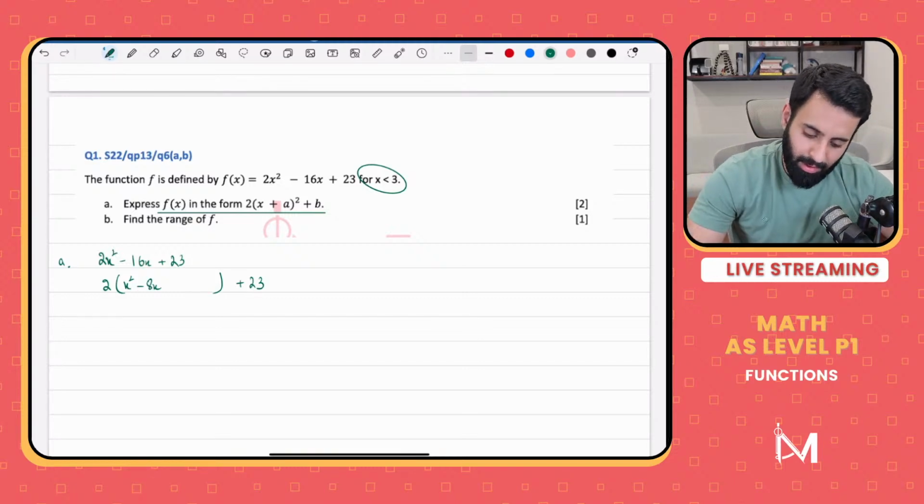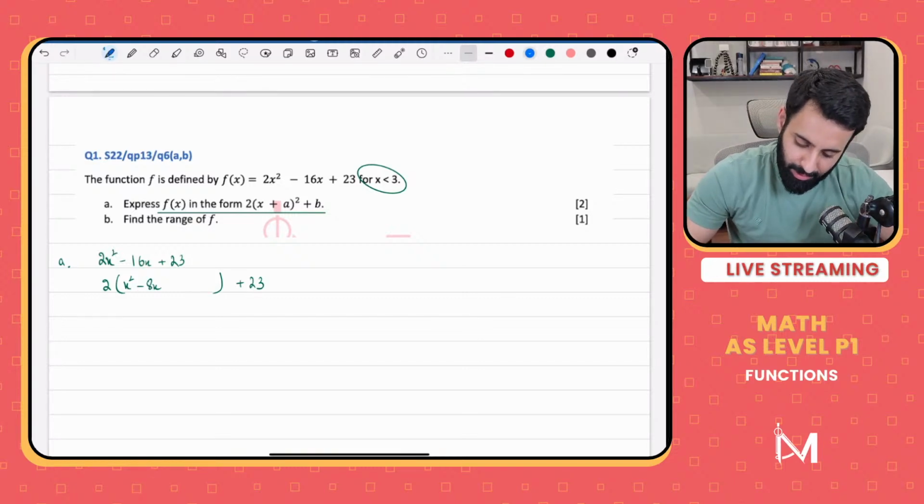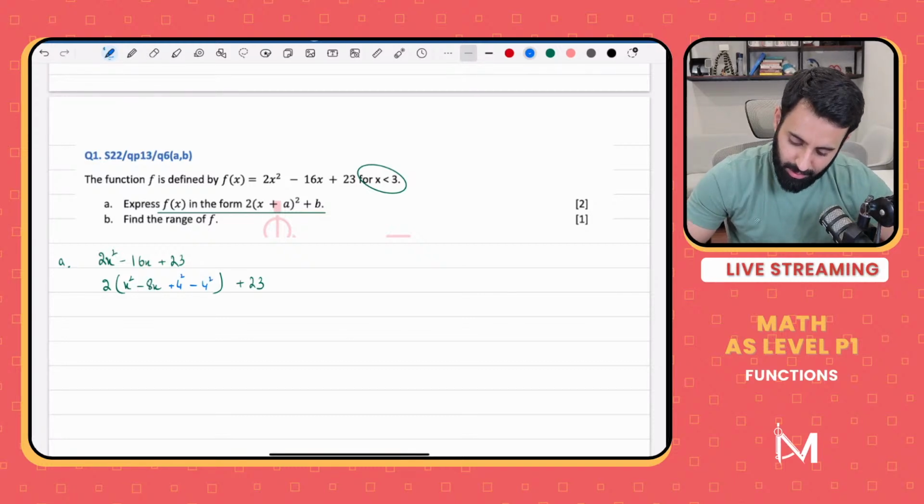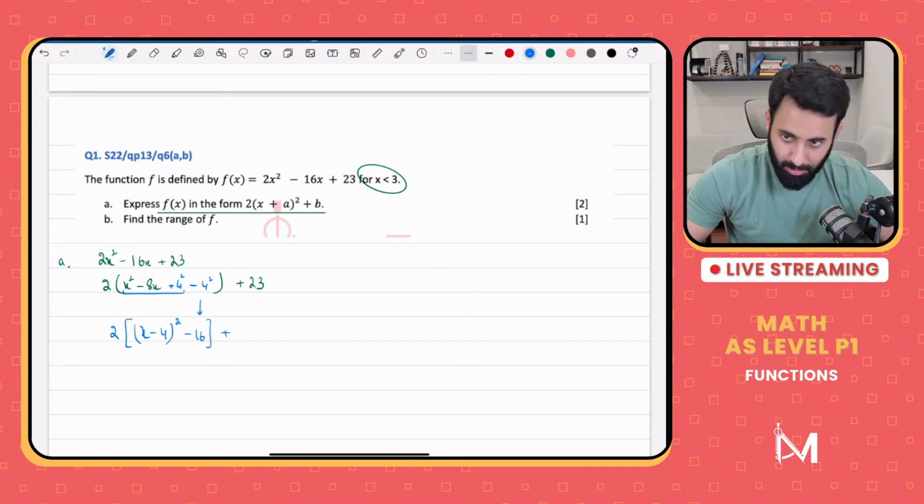What is it that we're going to add to bring it into completed square form? We're going to add 4 squared, and we're also going to subtract 4 squared. So this part of the expression becomes (x minus 4) the whole thing squared. This is minus 16. Don't forget that you have a 2 outside, and then plus 23.